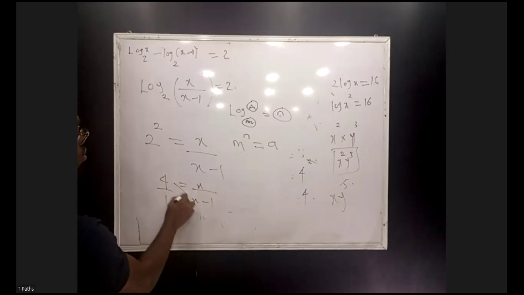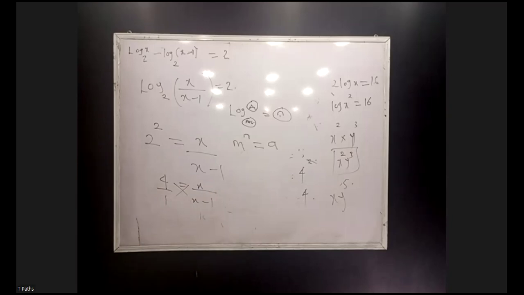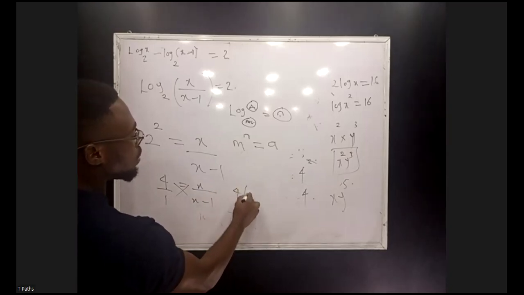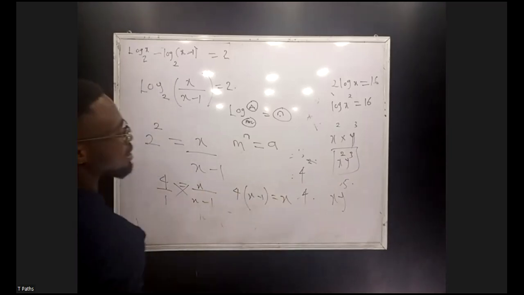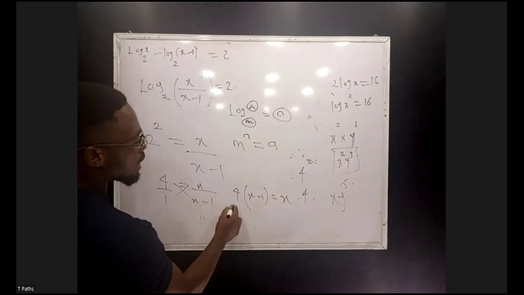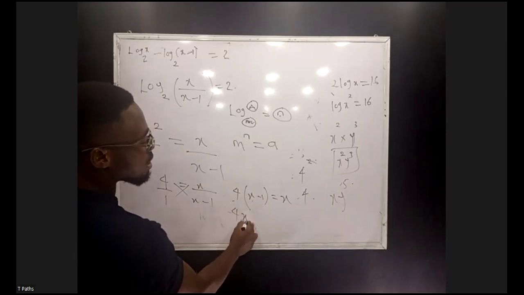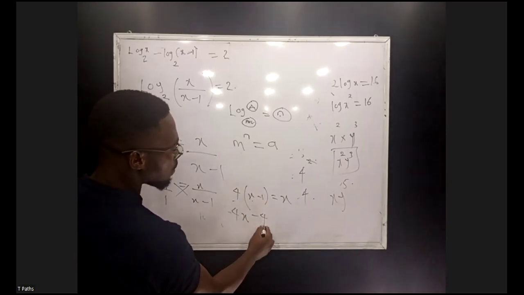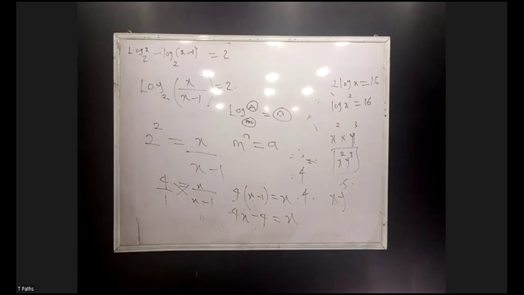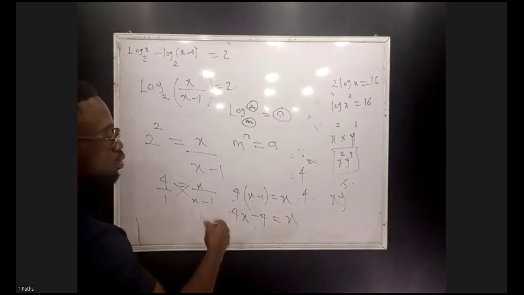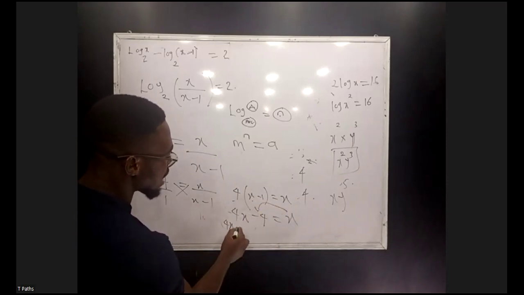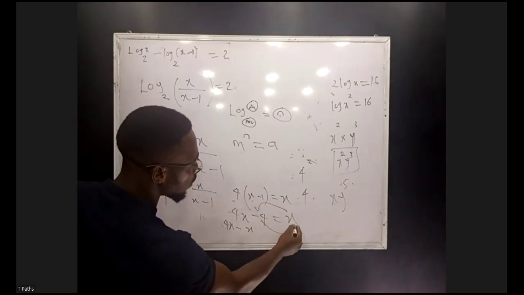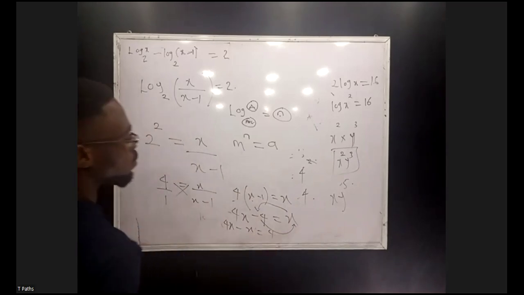So what's the next thing I can do? Cross multiply. If I cross multiply, what do I have? 4 into bracket x minus 1 equals 1 times x, that is x. I can open up this bracket: 4 times x, 4x; 4 times minus 1, minus 4, equals x. What's the next thing I can do? Collect like terms. 4x, this will come to the other side, minus x. Minus 4 will come to the other side and become plus 4.